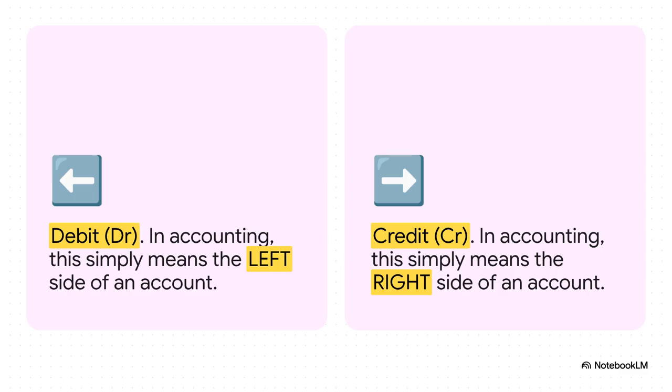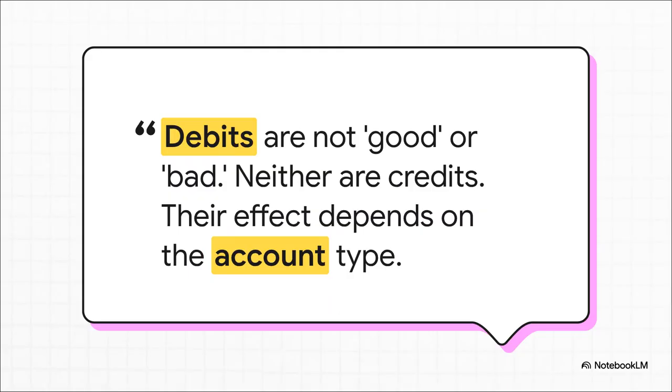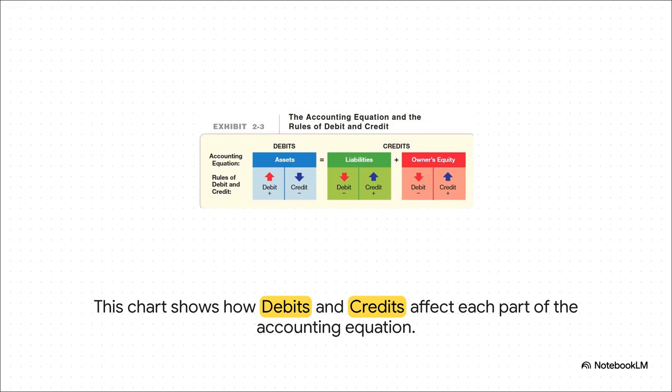Left side, right side. End of story. And this is the absolute key to understanding everything. Debits aren't good or bad. Credits aren't good or bad. They're neutral. Their only job is to increase or decrease an account, and how they do that completely depends on what type of account we're dealing with. And this picture shows it all perfectly.